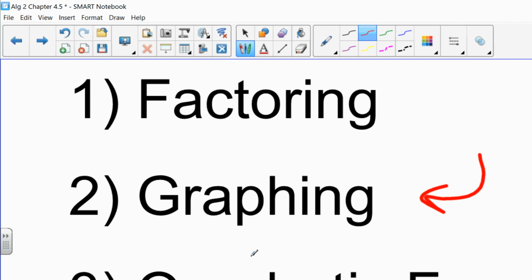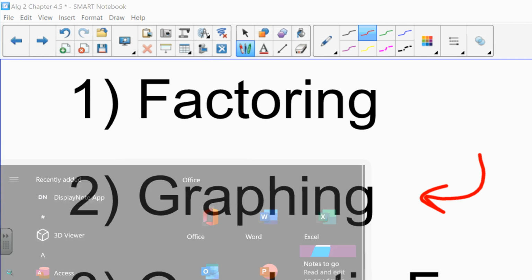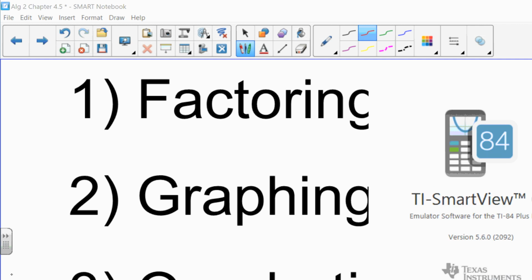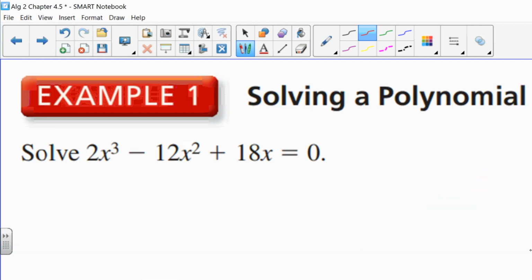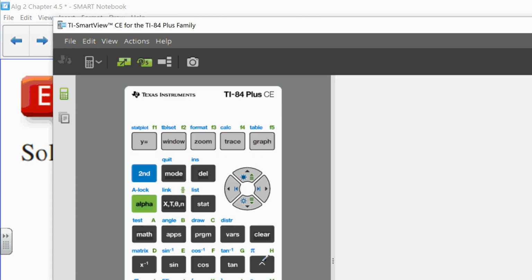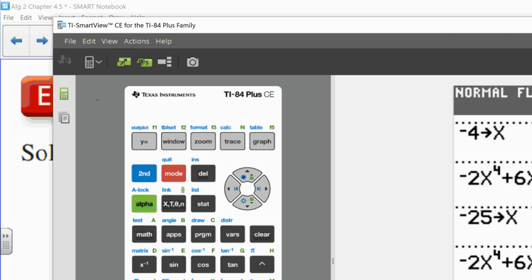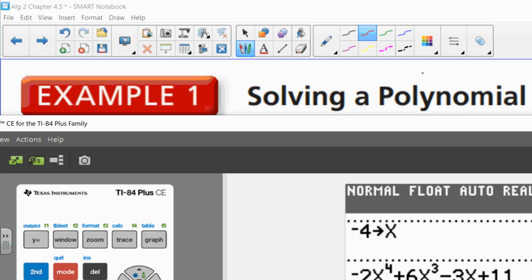Pulls it up. So you will need a graphing calculator today if you don't have one out already. There we go. Okay. Now once you do full screen.